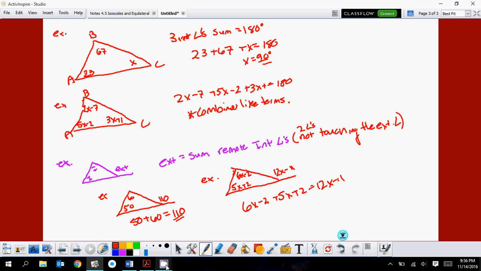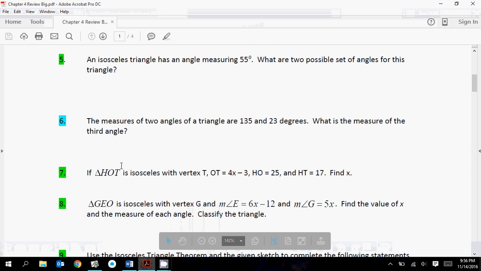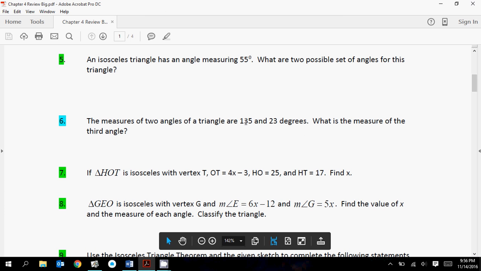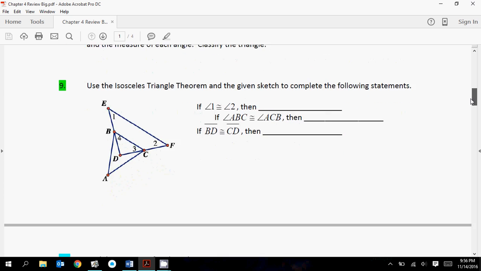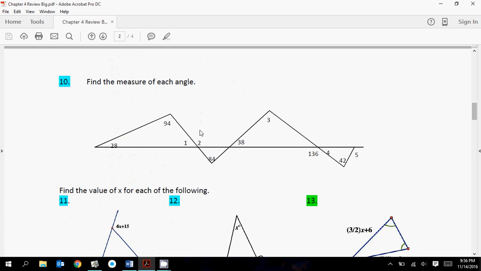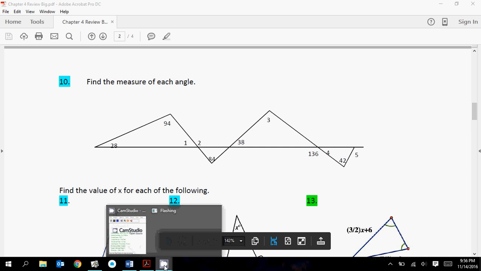Okay, so for all the questions in green, or in blue, excuse me, that's what I'm looking at. So I've got 135 and 23. Subtract those from 180 to find the missing angle. And same thing here. I've got an interior, got to find the missing interior. I've got an exterior. Okay, so try those for your test review, and then let me know if you have any questions.